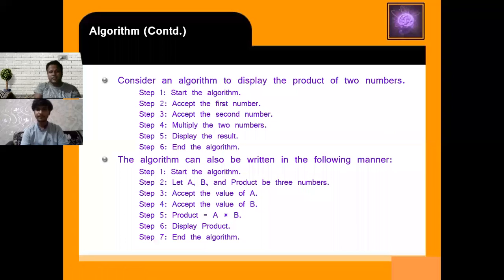In the previous class, we discussed this part of algorithms, for example, to multiply two numbers. Start the algorithm. Let A, B and product be three numbers. Accept the value of A. Then accept the value of B. Then product equals A into B, you multiply it. Then display the product. Then end of your algorithm.